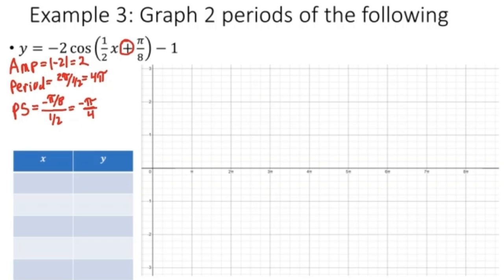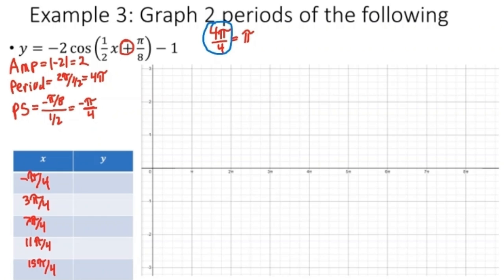We'll take our period, divide by 4, and we get pi, which means our key points are going to be pi units apart. Since our phase shift is negative pi over 4, we're going to use that as the location of our first key point. Now to find our other key points, we do want to add pi. Well, since we're adding pi to something with a denominator of 4, we do want to get a common denominator. Fortunately for us, 4 pi over 4, which equals pi, already has a denominator of 4. So we're going to add 4 pi over 4 over and over again to figure out the location of the rest of our key points.